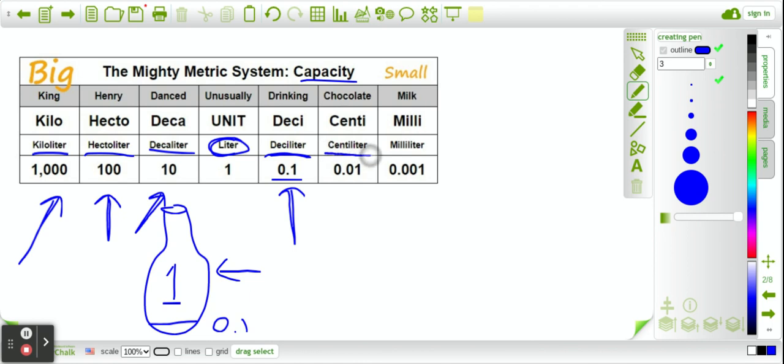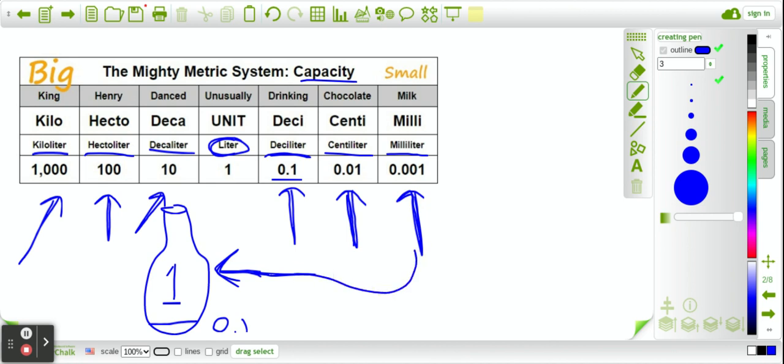Then we have a centiliter, which is 1/100th of a liter. I would have to take this liter and break it into 100 parts to get 1 centiliter. Over here, the smallest part we're going to have is 1/1,000th, milliliters, which means there are 1,000 of these little milliliters in 1 liter.